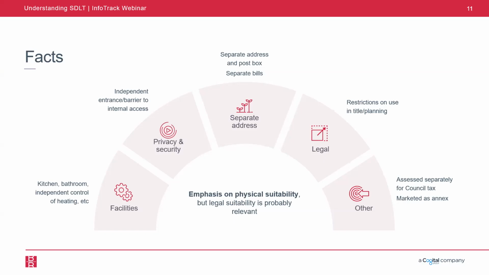And that was important in the one tribunal case that we'll see in a second. Then possibly the existence of a separate address or postbox and receiving separate utility bills in respect of the annex is relevant. Restrictions on use in the title or planning permission undoubtedly, I think, would be relevant but not determinative. Similarly, if the relevant part that's described as an annex is separately assessed for council tax, that would be relevant. And again, it's important, I think, to understand that marketing is probably going to be used as evidence by HMRC and the tribunal. So emphasis on physical suitability. I stress that there's emphasis on physical suitability, but legal suitability for separate use, I think, is also relevant.